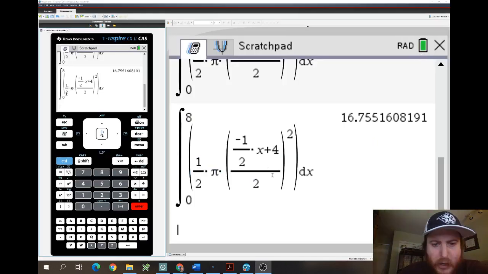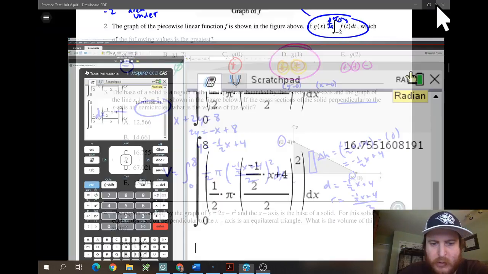So in our calculator, like I said, I typed it in that exact same way. I had to hit Control Enter to get the decimal, and we got 16.755, which was choice C.